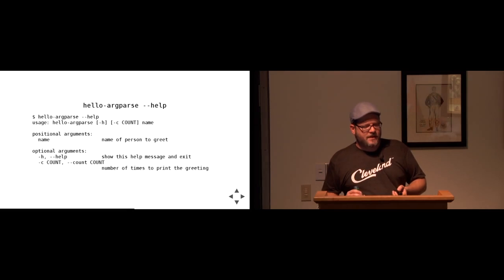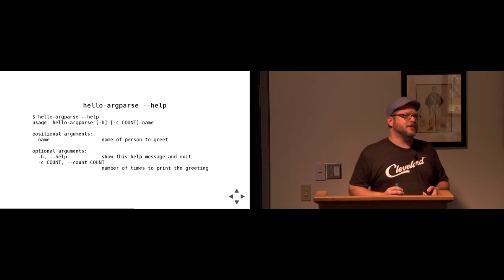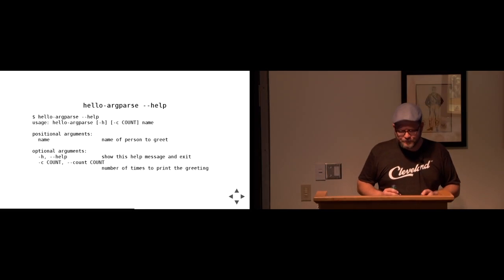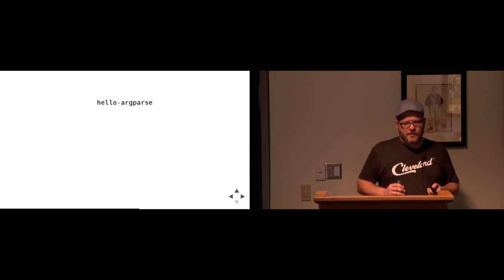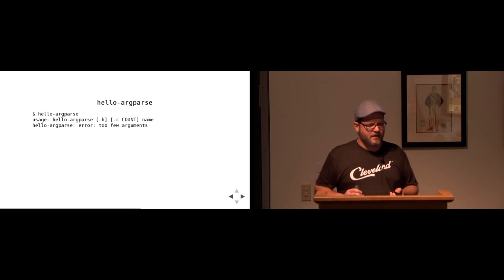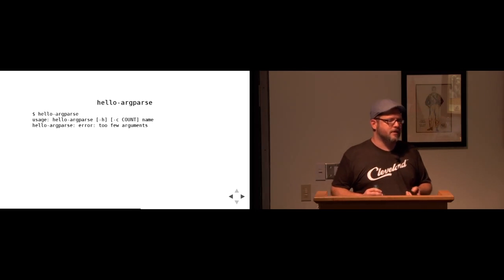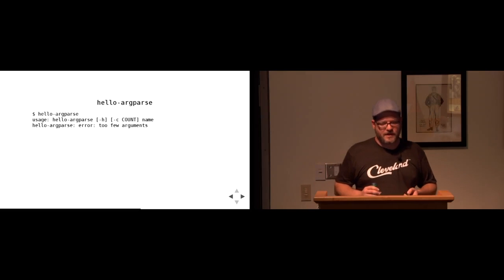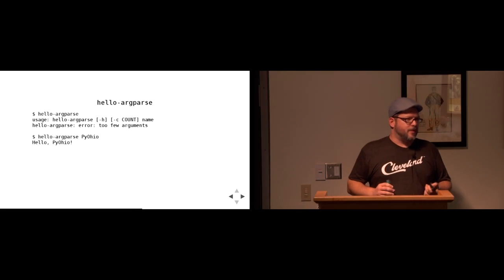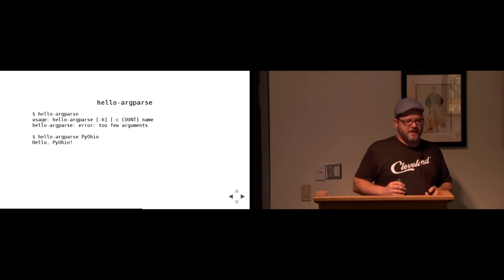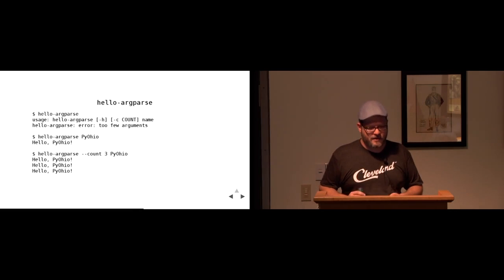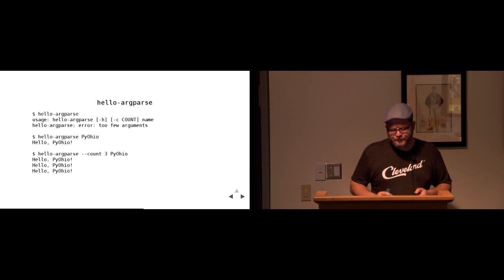So if we now run the program with --help, it generates help output for us. So we get all the usage information we'd expect to see from a command line tool. Now if we actually run the command and we don't give it that required argument, it's going to tell us that we didn't pass enough arguments, so it gives us that error information. If we run it with the argument, it gives us the output we expected with that default count of 1. And then if we specify the count, it uses that count, so it prints it 3 times.